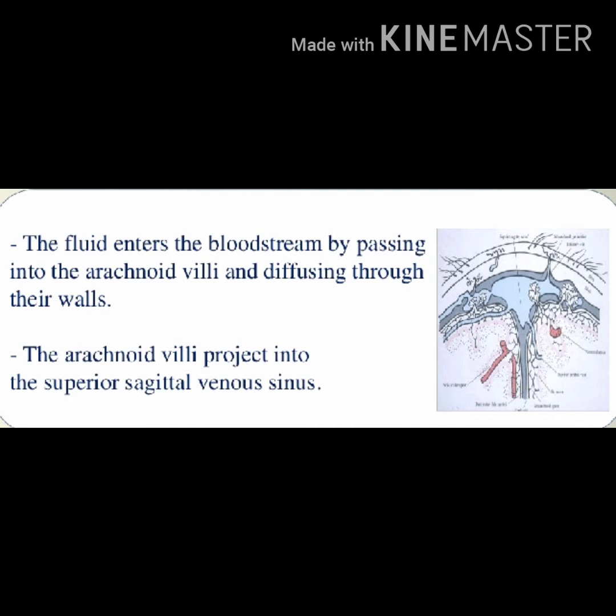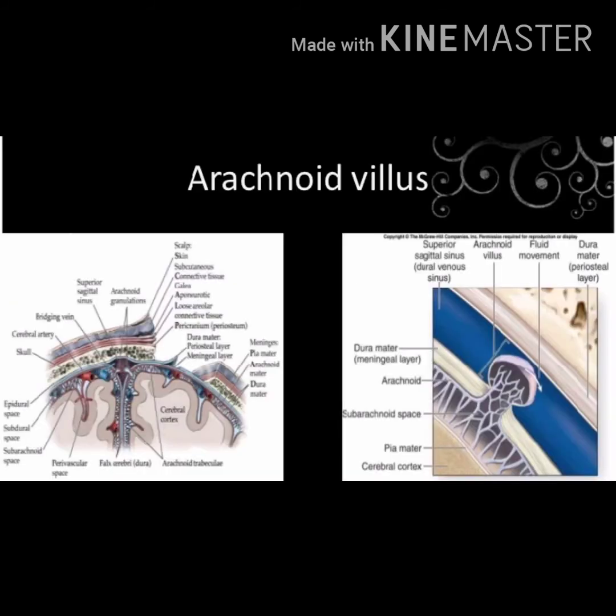The arachnoid villi project into the superior sagittal venous sinus. Next is how the arachnoid villi look. They look like capillary projections, and outside the epithelial layer is the apical membrane. From this projection, it has the subarachnoid space itself for the storage of CSF.